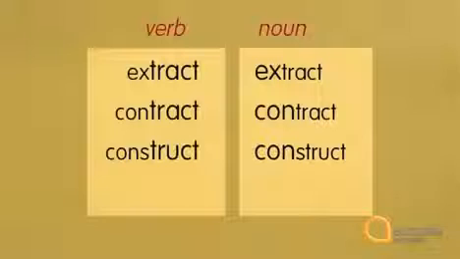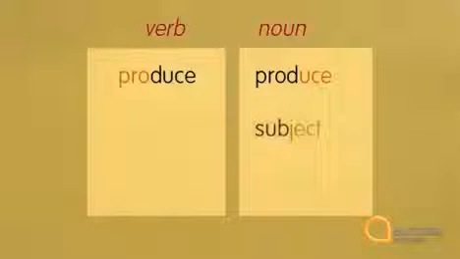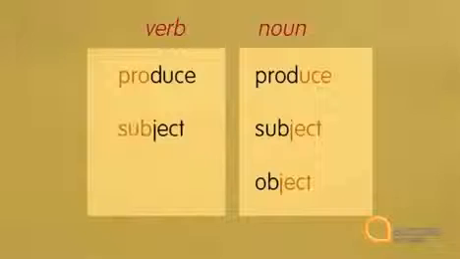And there are lots of others. We have produce that you eat and to produce, to make. We have subject and object, but subject and object.